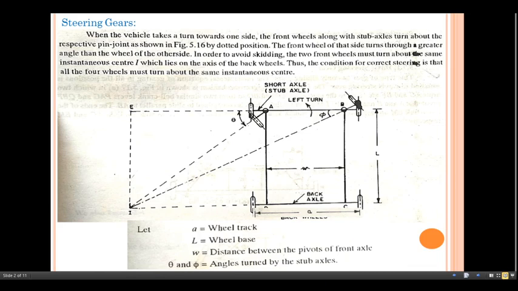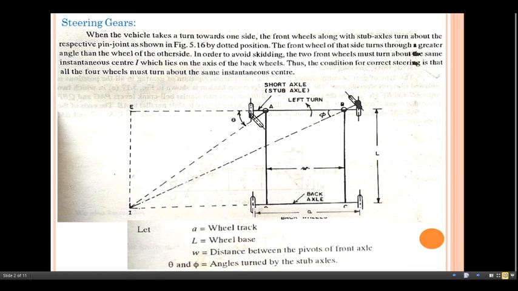Before that, just consider here. This indicates the stub axles. This is the back axle, and this is the front axle. What about the short axle or stub axle? These are nothing but the extended portions of the main axle, so that you can attach the wheels, the rear wheels as well as the front wheels.